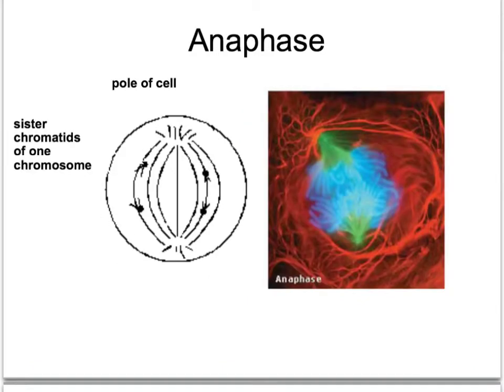Once we're into anaphase, the centromeres have split. It's caused the two chromatids to separate, and they're now called chromosomes again. And you can see there's now a gap forming here as the chromosomes are being pulled back towards these two poles, these two centrioles.